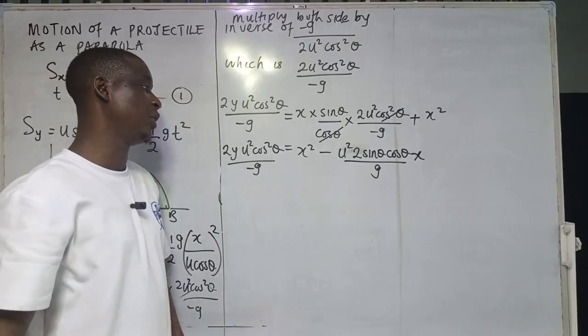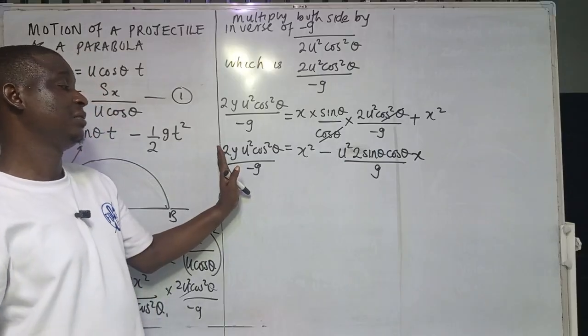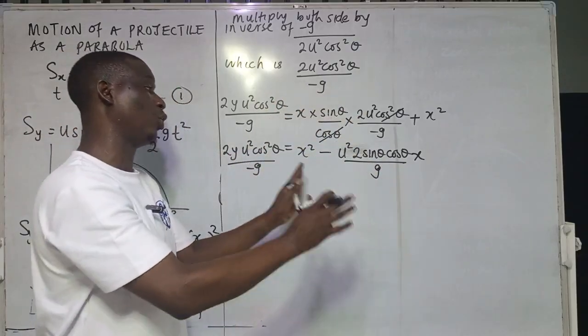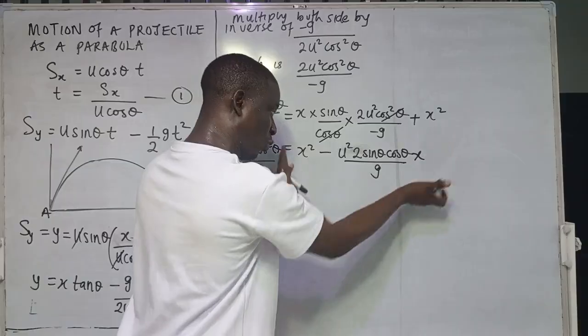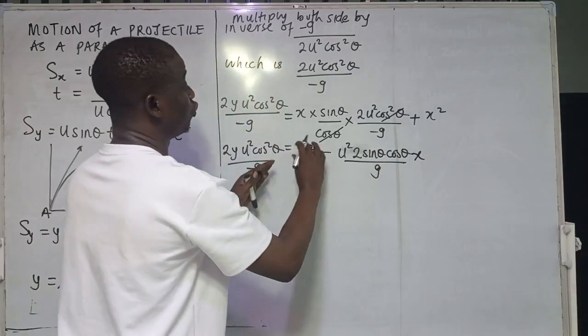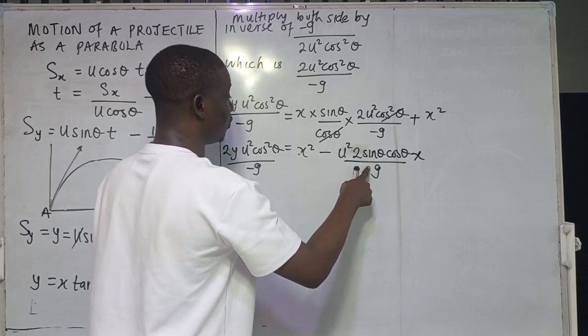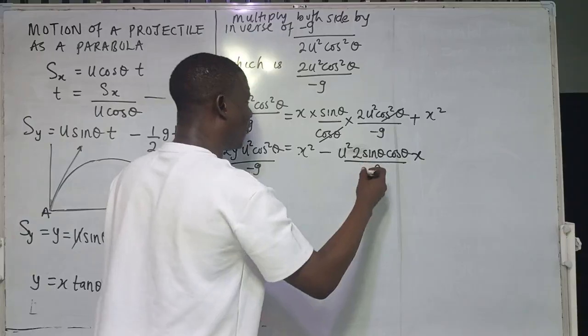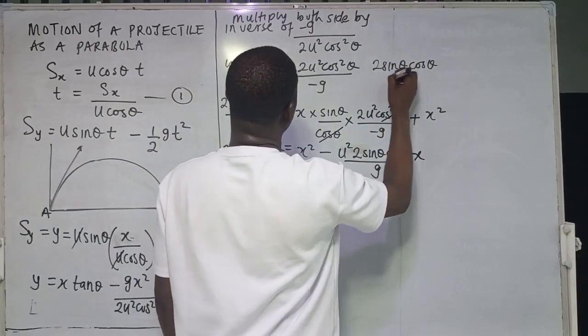Now, we have gotten to this point. This is a quadratic equation. If I bring this one here, it becomes quadratic. But let me perfect the square. How do I perfect the square of this one? What we're going to do is divide this one by 2. But first of all, don't forget that 2 sin theta cos theta is what?